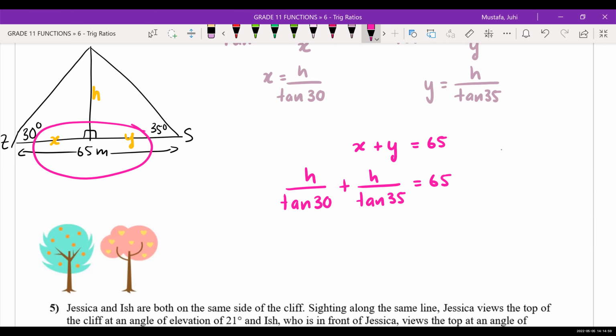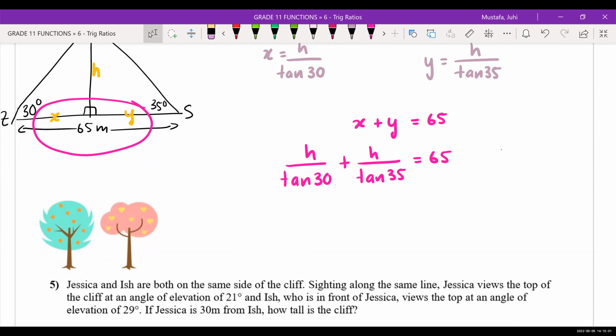Now, again, there are multiple different ways to solve this, but I find the easiest way is, see how I have an h in both the expressions? I'm going to factor out the h. And when I do that, I'm going to be left with 1 over tan 30 plus 1 over tan 35 is equal to 65. And I've taught this many different ways, like trying to add them together and move it around. I just find this is the easiest method for students to grasp. If you have the same variable in both terms, just factor it out and replace it with a 1. So you factor out the h, you're left with 1 over tan 30, and then in the other expression, you're left with 1 over tan 35.